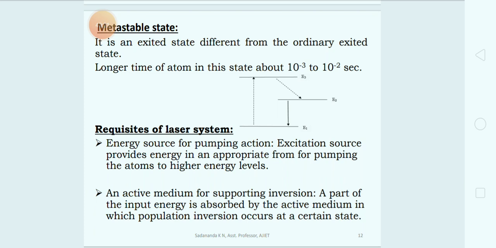Now the second part is the active medium. It is a part of the input energy which is absorbed by the active medium, in which the population inversion occurs at a certain stage. Following this, the medium attains the capability of issuing the laser light. So that's the second requisite, the active medium. So why is the active medium required? All the things are happening at the active medium, because once the population inversion is achieved, that's because of pumping, all these things are happening at the active medium.